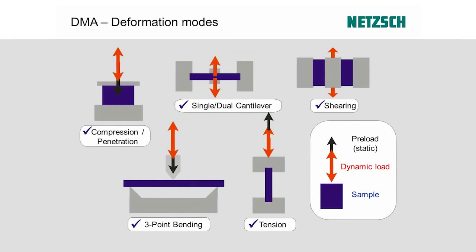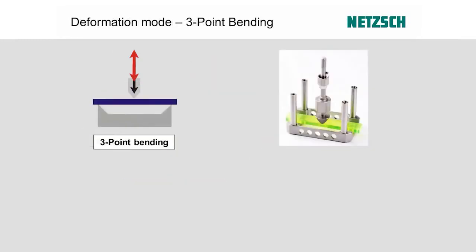On this slide, you will have an overview of the deformation modes that you can have. Just shortly mention them: compression or penetration mode, 3-point bending, tension mode, shearing mode, and single and dual cantilever mode, where the sample is clamped on either one side or on both sides. So with that, you can already see that this is quite flexible concerning your different sample shapes. I would just take out a few sample holders and look at them in more detail for what they're used for.